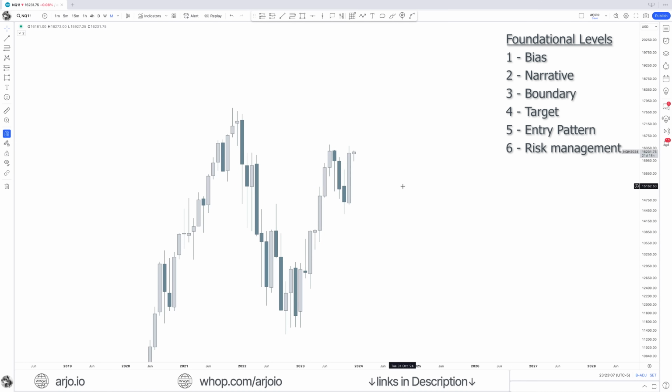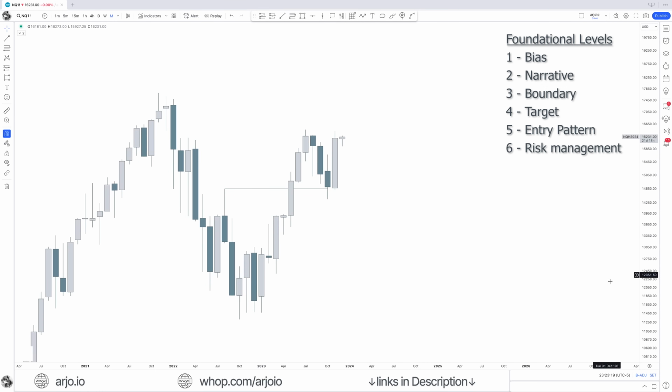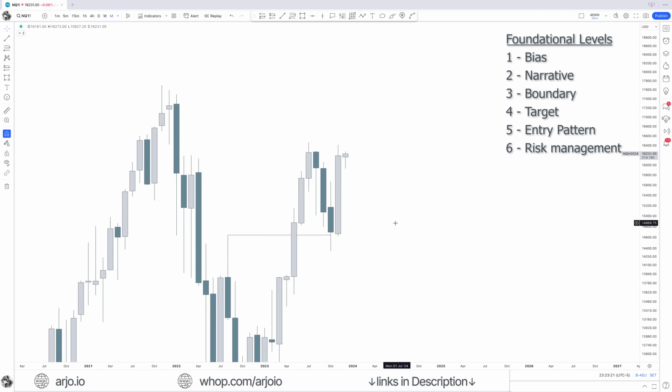Of course, it wouldn't be me if I didn't incorporate another live example right here, where we have this bias. We're coming into that discount array in the overlapping fair value gap as well. We can continue higher off of that. So right here, we have this high as a potential draw on liquidity. Now, how can we capitalize on that? So we focus on the narrative. We have the draw on liquidity, that premium array. The narrative, how are we going to deliver there?